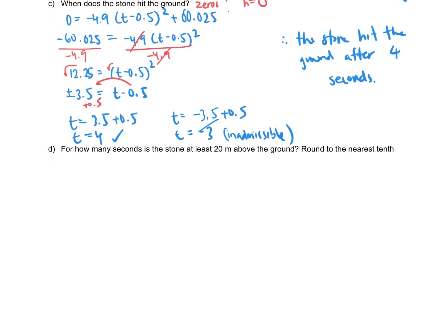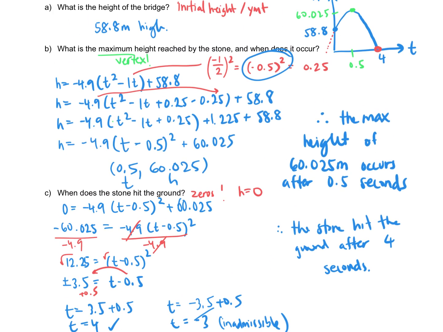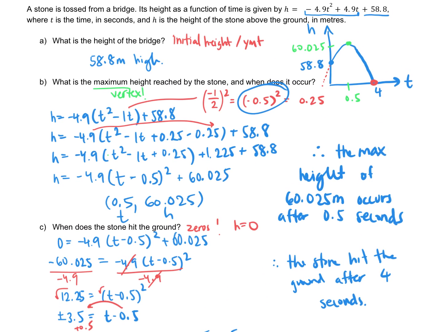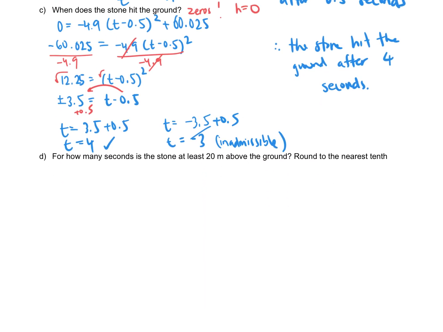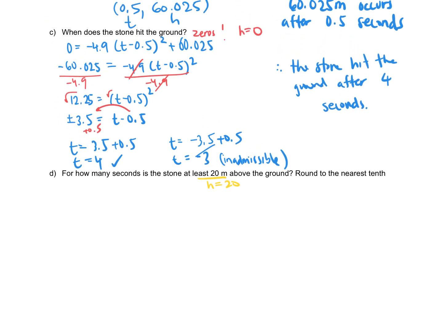All right, last question. For how many seconds is the stone at least 20 meters above the ground? Round to the nearest tenth. Okay, going to my diagram here, let's say 20 is here. We're being asked how long? Well, clearly from time 0, it's above 20 until whatever that point is, sometime before 4 seconds. So we need to find those values, which means we're going to start off by replacing h with 20. And again, I'm going to go into my vertex form and solve by isolation.